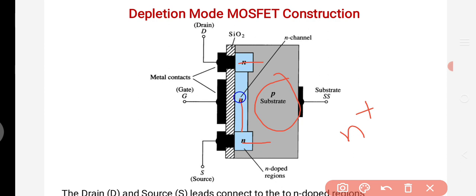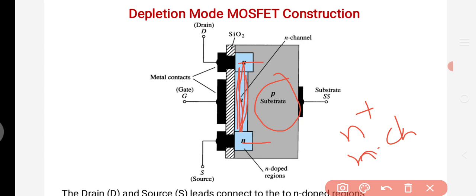In between we can create a channel, and that channel will be an N channel. That's why, depending upon the channel, this is the NMOS depletion mode MOSFET. The channel here is N. In a depletion mode MOSFET, when VGS equals 0, a finite amount of channel is provided between source and drain. So the channel here is an N channel, and this channel will permanently exist during the operation of the depletion mode MOSFET.